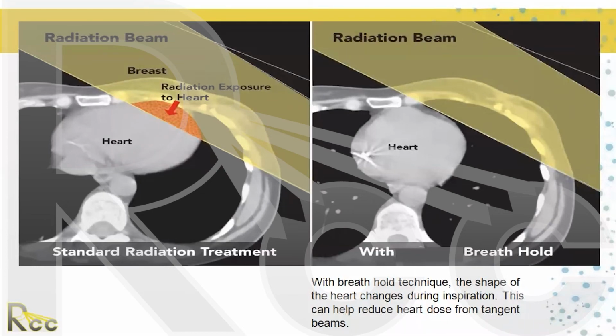Hold your breath, and then normal breathing. We compare the two. If she can do it, we proceed with breath hold. If she can't, we use normal breathing, and we always use normal breathing for the electron boost because the heart is not an issue with the electron boost, because the electrons don't penetrate that far.